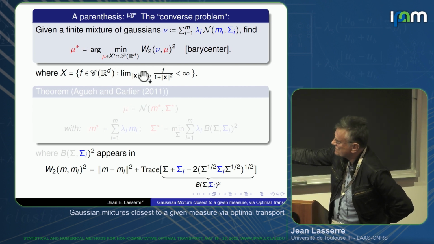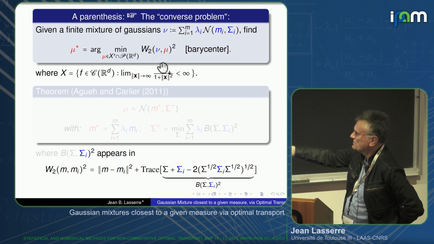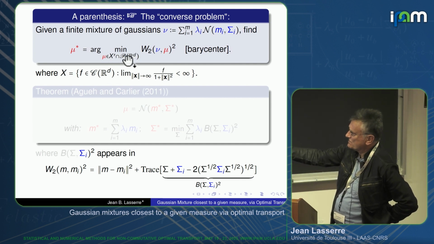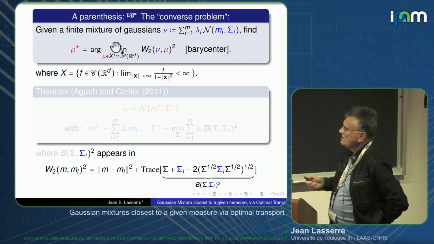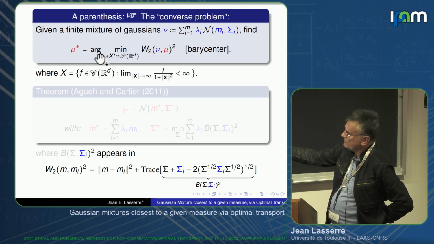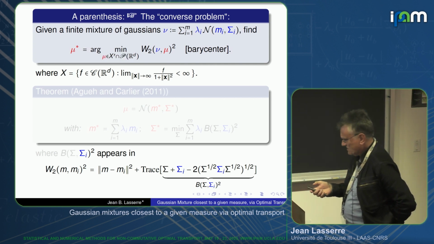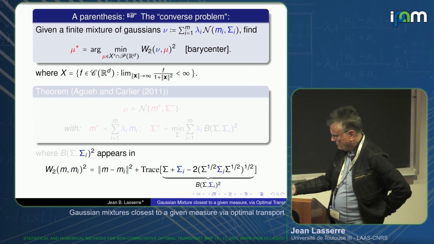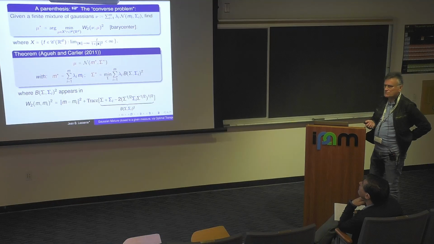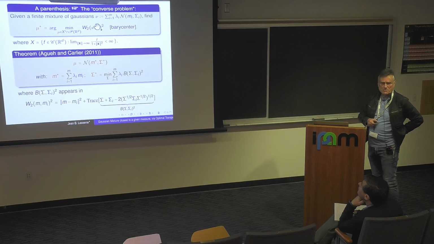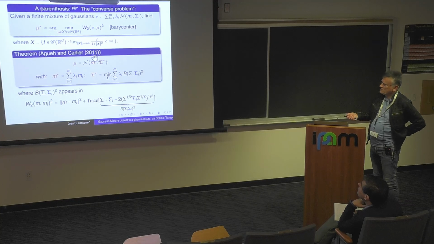X is a space of functions whose growth at infinity is bounded, and we look in the dual of this space, intersected with the space of probability measures. So we look for a probability measure mu that minimizes this. It's called a barycenter, and it's a nice formulation where you have an explicit solution to this problem. It turns out that the argmin is a Gaussian measure, where the mean m is given by the sum of lambda_i m_i.